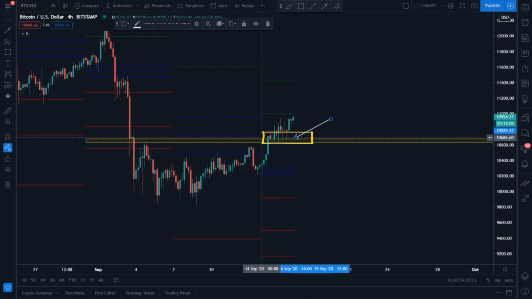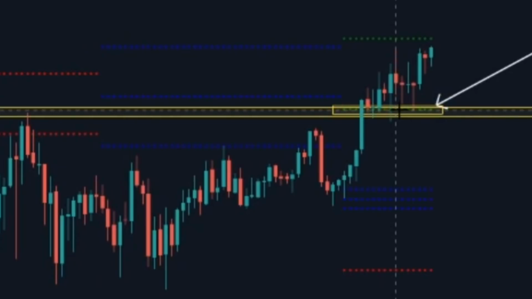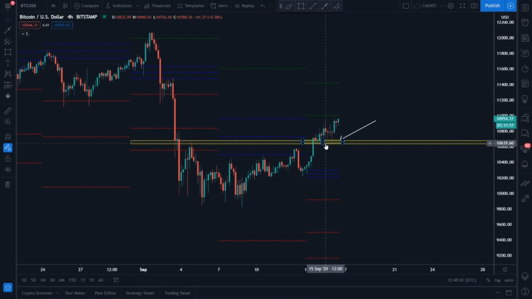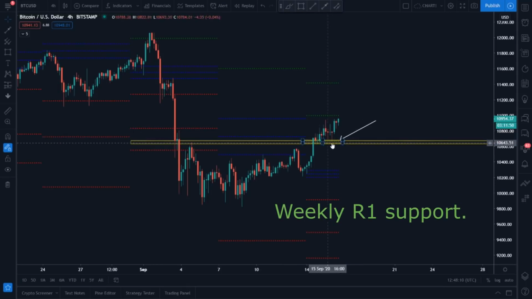So now you can see the price right now is actually finding support at the weekly R1 resistance level. That was also exactly at this 10,600 level. You can see this green line exactly at that area, right? So now you've got two supports at that 10,600, one with the monthly support area, and now here in the weekly time frame, this here is our R1 level, so resistance line.